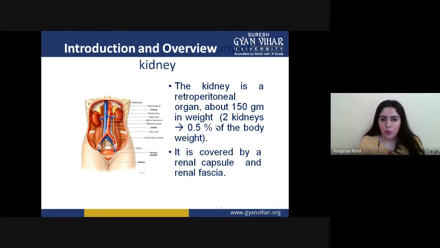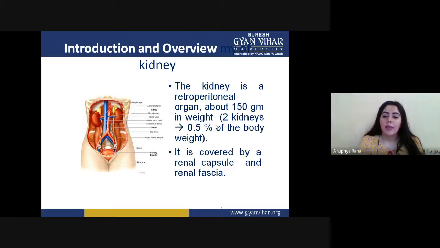So, if we go through the structural analysis of the kidney, that is very important, and it is a retroperitoneal part of our body for refining all the waste material from inside to outside the body. So, this is a major function that has been done by the kidney in our body. And if we see the weight, it will be like 0.5% of the total body weight. And approximately, individually, that is 150 grams in weight.